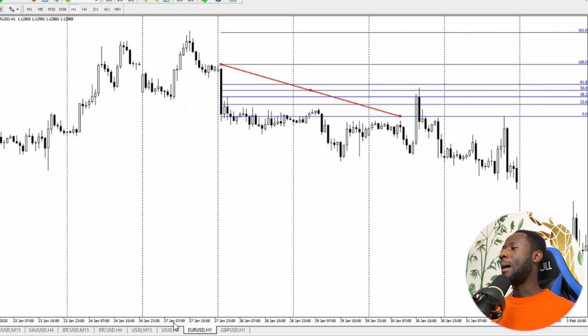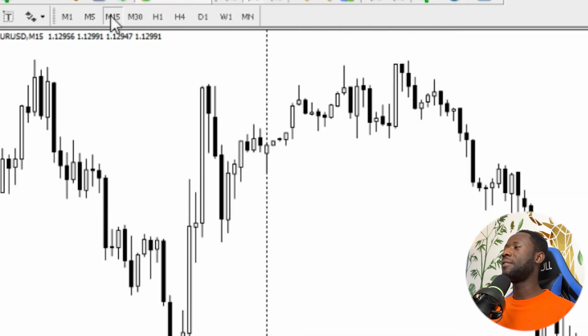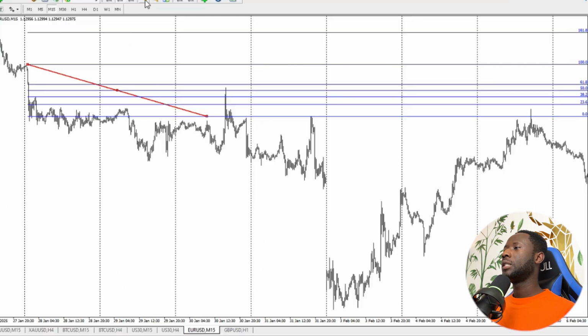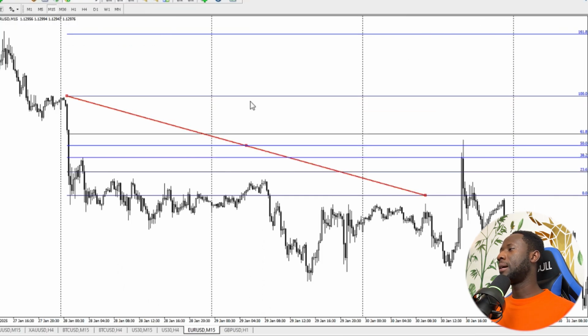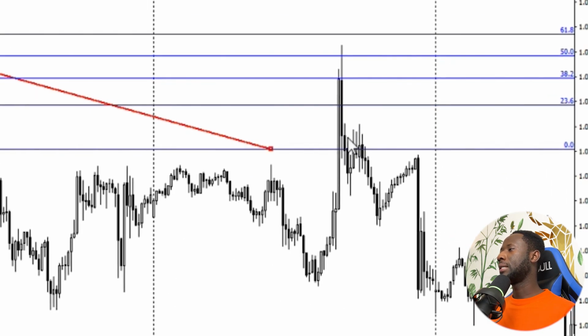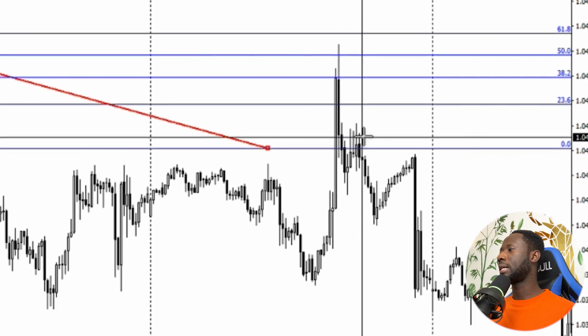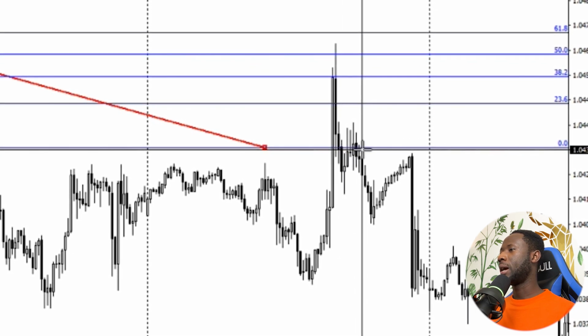Now, I'm on the 1 hour doing this. So the moment the market gets into this zone, you can drop down into, let's say, the 15 minutes time frame to see if you can get some good candlestick confirmation. You see, so you got this candlestick.